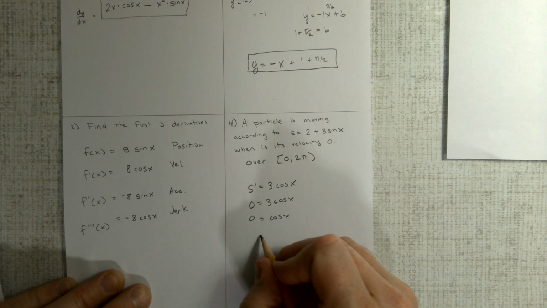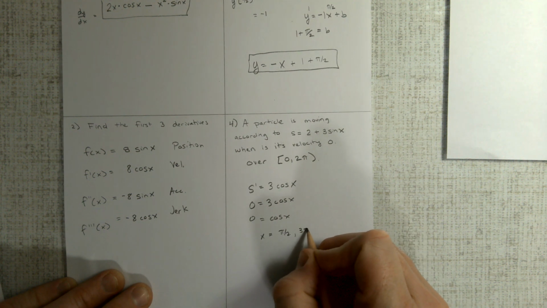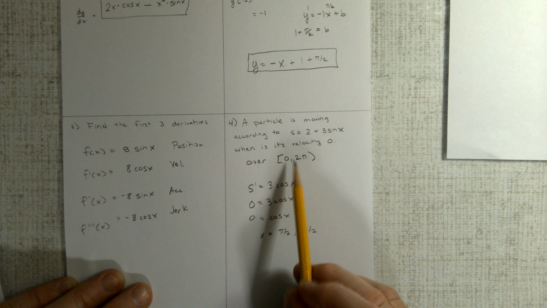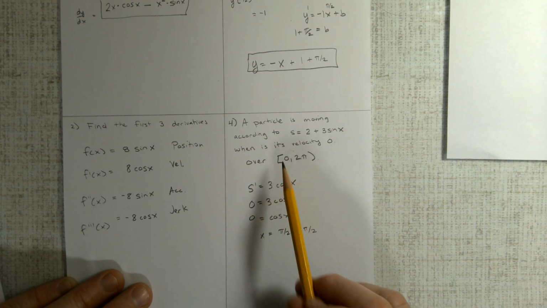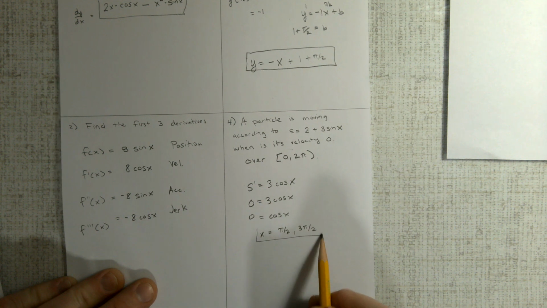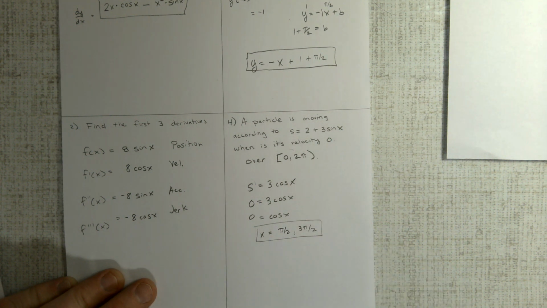When's cosine x 0? Well, cosine is 0 at pi over 2 and 3 pi over 2 and around the circle, but we're just going to stick in one rotation of the circle. So at these points on this function, the derivative would be 0.